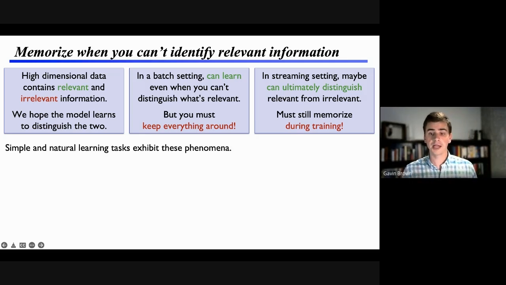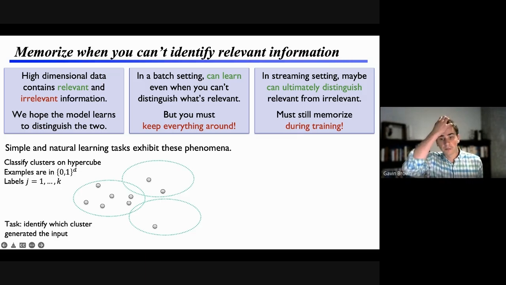Our work formalizes these concepts with simple and natural learning tasks, which for concreteness, I'll introduce one now. It's a multi-class classification problem on the hypercube. Examples have d binary features, and the labels are 1 through k. The task is just to identify which cluster generated that input.